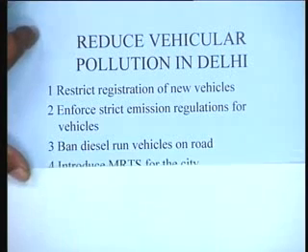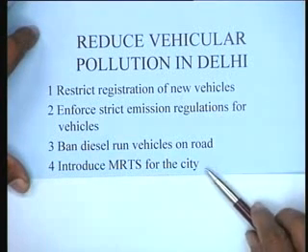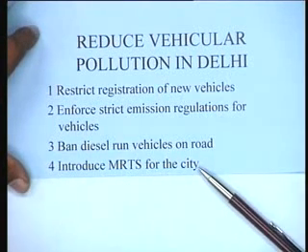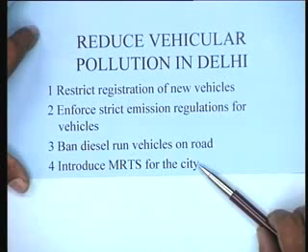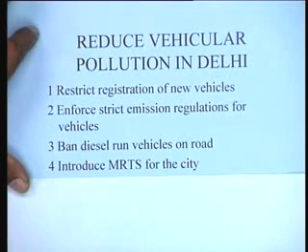Fourth idea could be to introduce a mass rapid transport system for the city. As you know, the government has been toying with this idea of making a mass rapid transport system for the city, either a tube railway or a tram system or something. So let's talk of some mass rapid transport system for the city, so that this would then discourage people to use their private vehicles, and they would use this, and hopefully the pollution will go down.